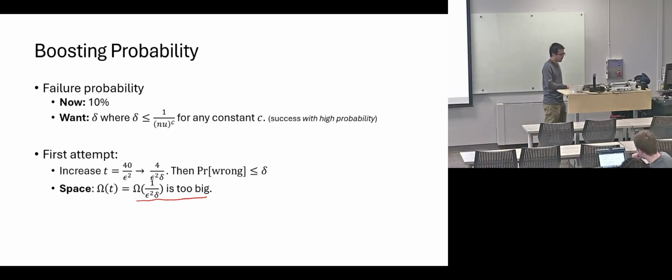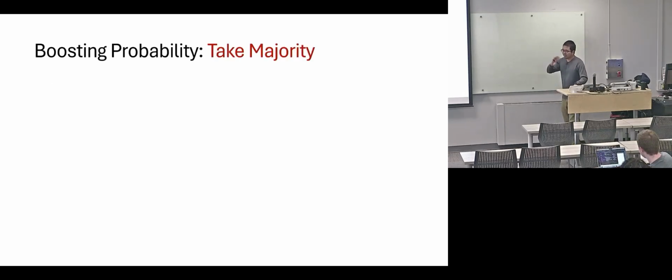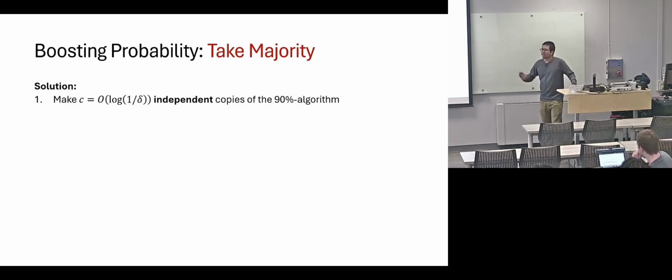So there is actually a better and more black-box solution, and the solution is here. This is a really generic way to do this, so it's really useful. The idea is just to take the majority. The solution is to make independent copies of your algorithm that is correct with 90%, and just output the majority of the answers. Really natural, and it works. Why is that?